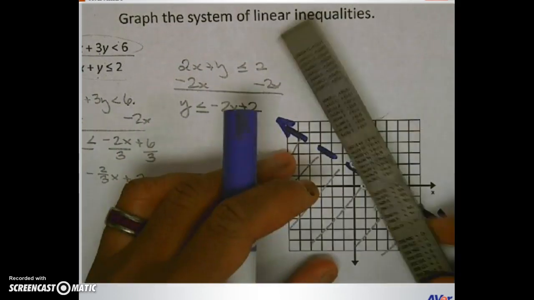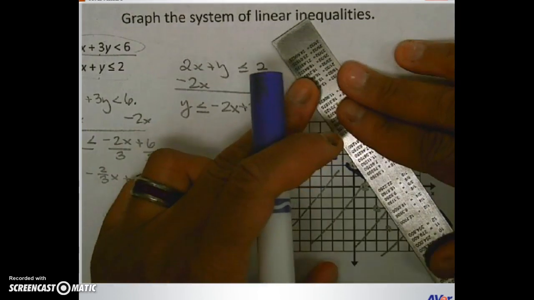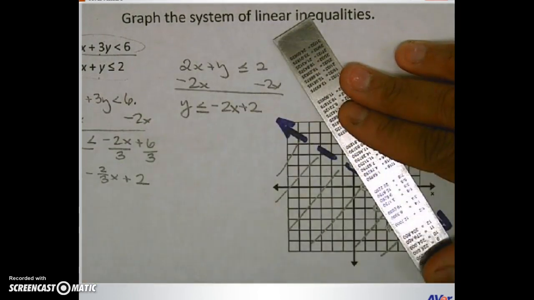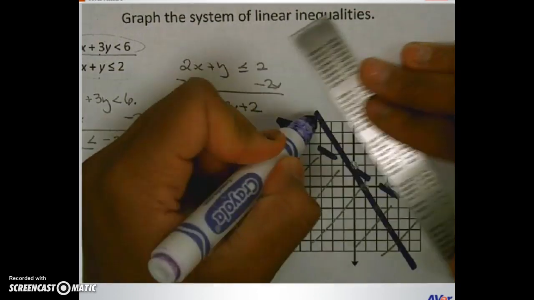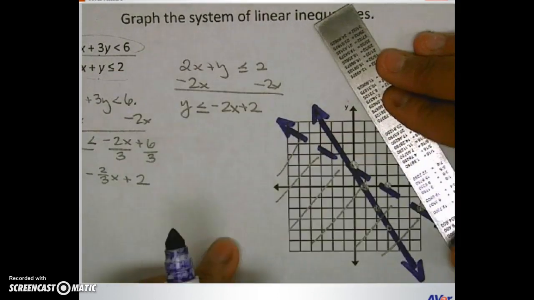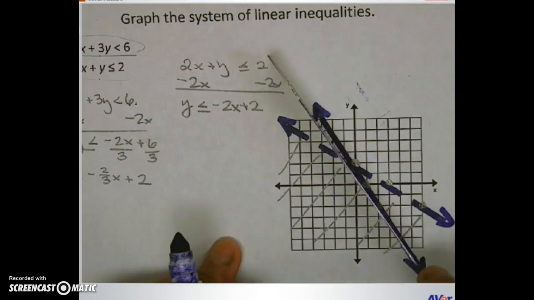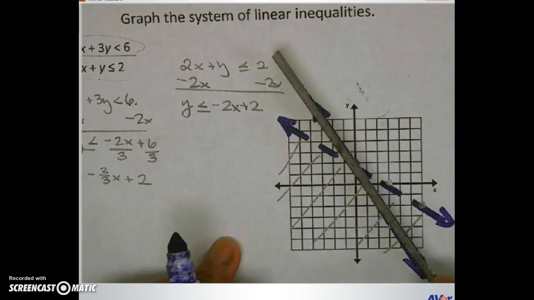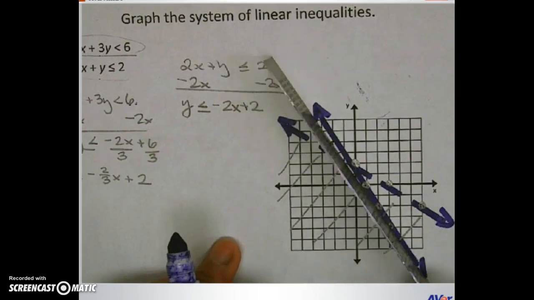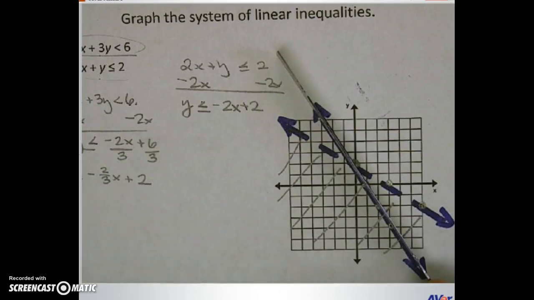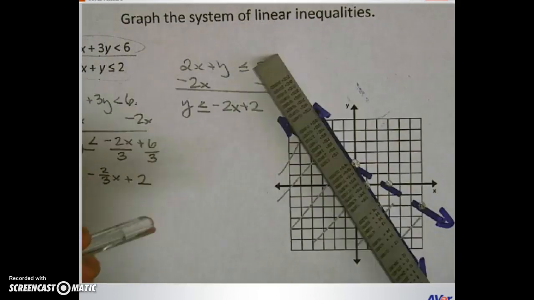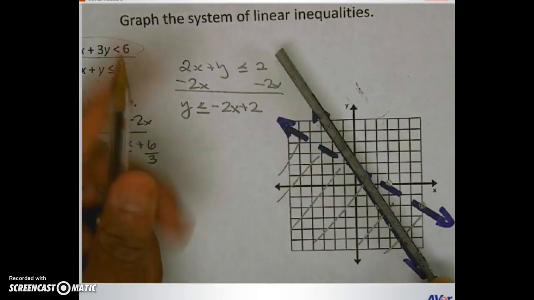Now, my question for you is, would this be a solid or dashed line? Solid or dashed? Correct. Solid. So I've connected it. Now, my question is, for this line, should I shade above or should I shade below? Well, let's look at it. This one says it's less than or equal to. Less than is going to be below the line, right there.